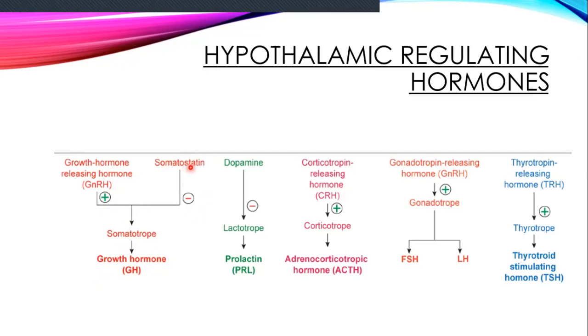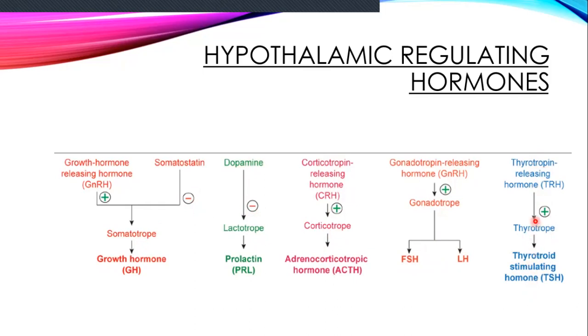Then somatostatin inhibits the somatotrophs from producing growth hormone. Dopamine inhibits lactotrophs from producing prolactin. Corticotropin releasing hormone stimulates corticotrophs to produce adrenocorticotropic hormone. Gonadotropin releasing hormone stimulates gonadotrophs to release both follicle stimulating hormone and luteinizing hormone. Thyrotropin releasing hormone stimulates thyrotrophs to release the thyroid stimulating hormone.